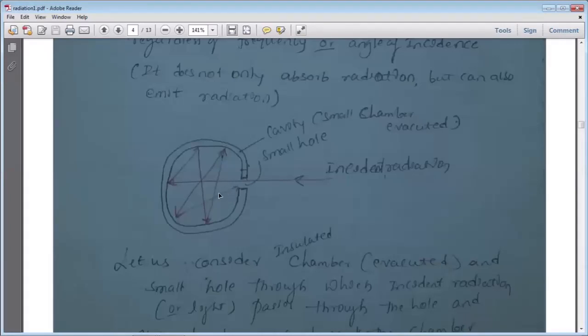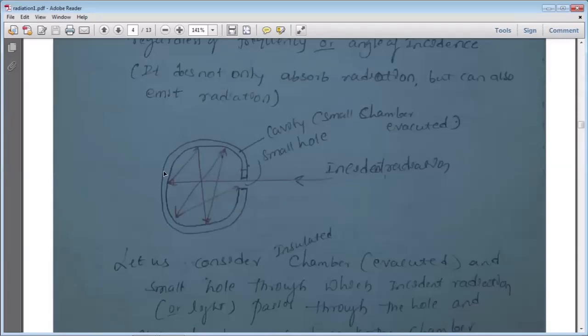So the reflection that is taking place, finally only a very, very small amount passes out of this chamber to the outside. That is the radiation that passes out, having very weak energy, understand? Very weak energy that can be neglected.